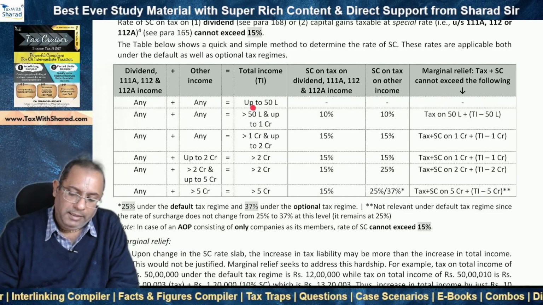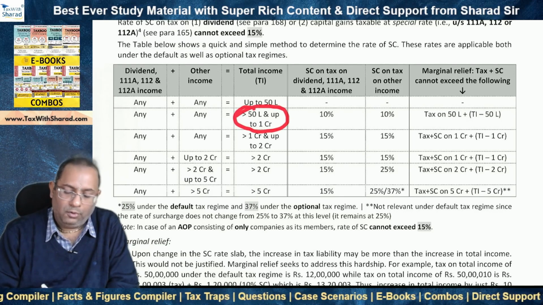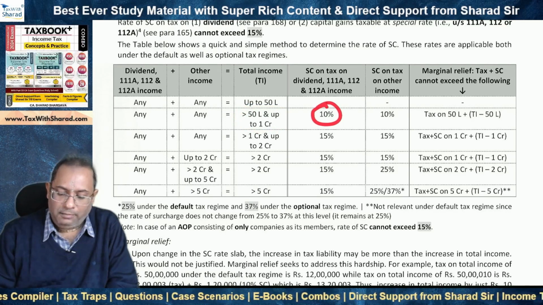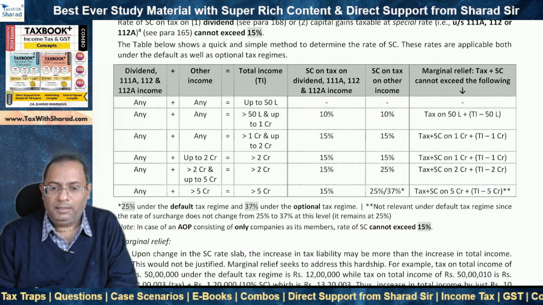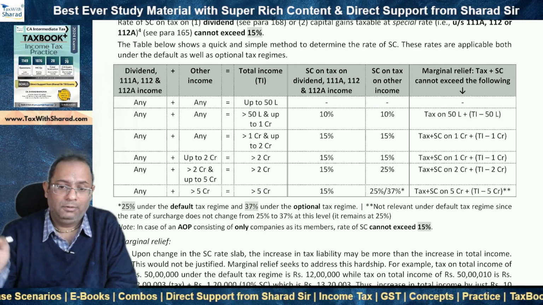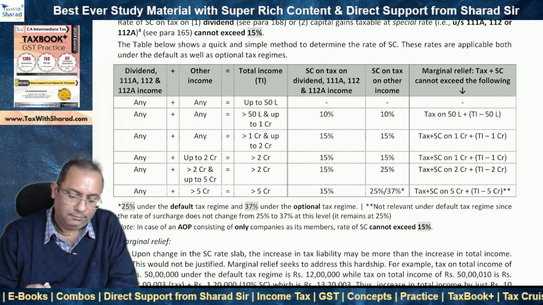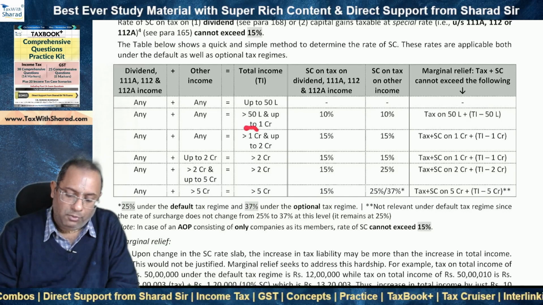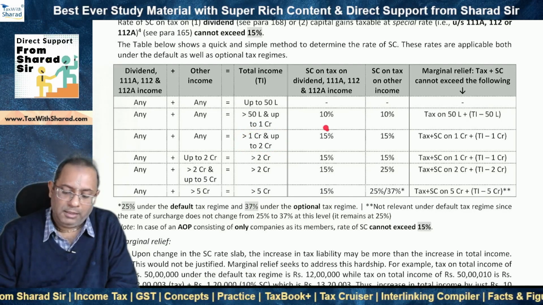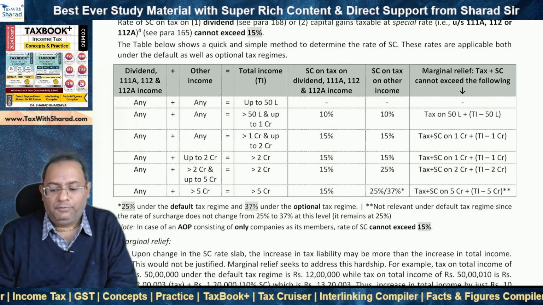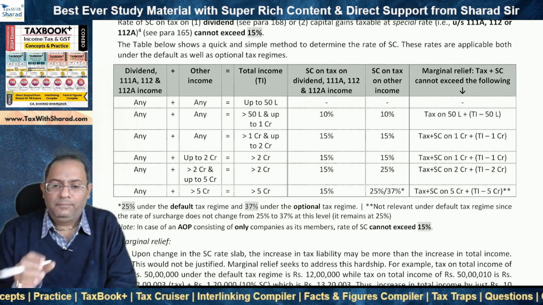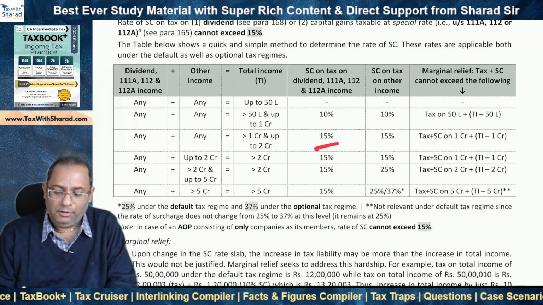Now if the total income exceeds 50 lakh but it is up to 1 crore, then the rate of surcharge both on special income as well as on the other income is 10%. So basically you need to apply the rate of surcharge as 10% to the entire amount of total tax on the entire total income. If the total income is more than 1 crore but up to 2 crore, then the rate of surcharge increases to 15% for special as well as on the other income. So tax on the entire total income, and on that entire tax you need to apply a surcharge of 15%.